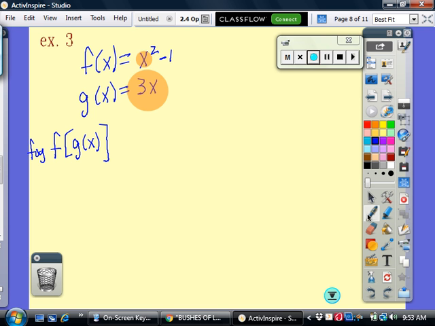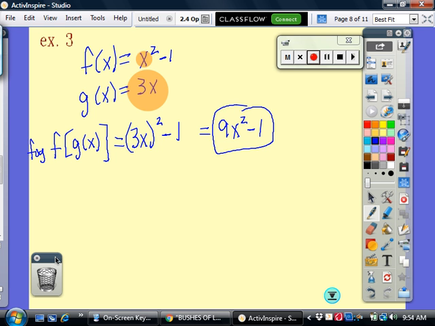That's it. Substitution property means it's like in a ball game. If somebody substitutes, somebody else has got to come out. And so this x is going to come out and this 3x is going in its place. And we just simplify that. So the answer would be 3 squared x squared minus 1. So we evaluated a function at a function. We did the composition function.